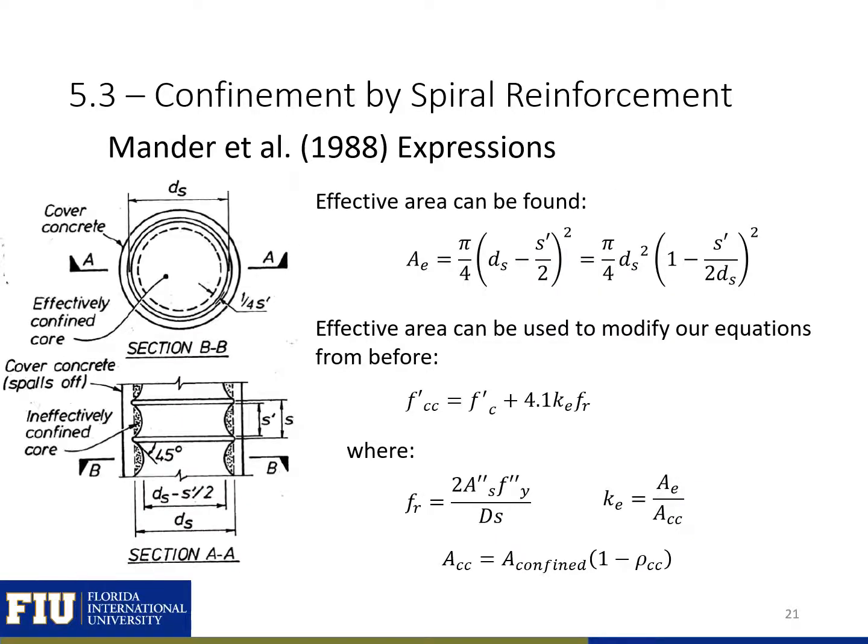We can then use these figures to define an effective area. This effective area is the area of the effectively confined core, taking into account the arching effect that happens between our spiral reinforcement. We can then use this effective area to define a ke factor that relates our total confined area to our effective area, and then use this factor in with the expression that we derived before to relate our confined concrete strength to our unconfined concrete strength.